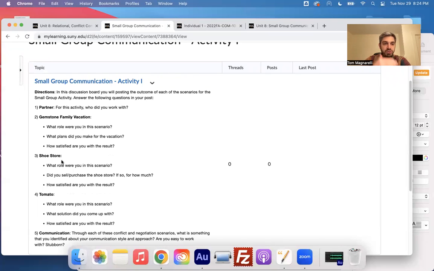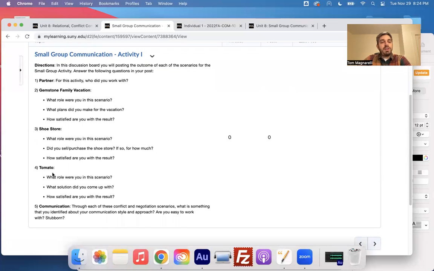Number 3, the shoe store, what role were you in the scenario? Did you purchase the shoe store? If so, for how much? And how satisfied are you with the result? And for the tomato, what role were you in this scenario? What solution did you come up with? How satisfied are you with the result?